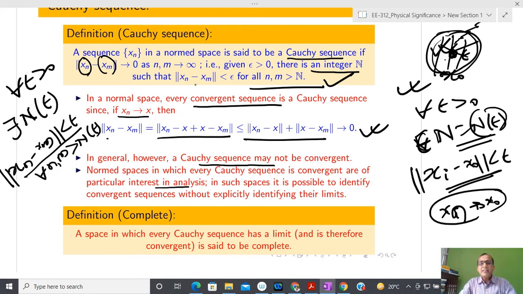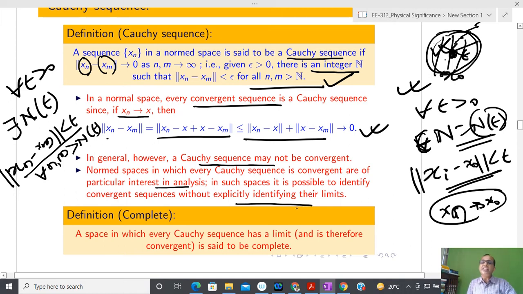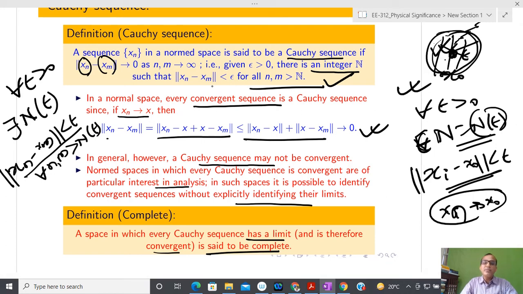Okay, and why is that space very important? Because now we don't know the limit, but at least I know that if I take any two terms of the sequence, they are going to converge. Okay, and that space is called a complete space. So a space in which every Cauchy sequence has a limit, and therefore converges, is said to be complete. Okay, so complete space is very important for us. It means that if I check any two terms of the sequence, they are converging towards each other. Okay, and they also have limits. So finally, even if I don't know the limit, they are going to converge to that limit.